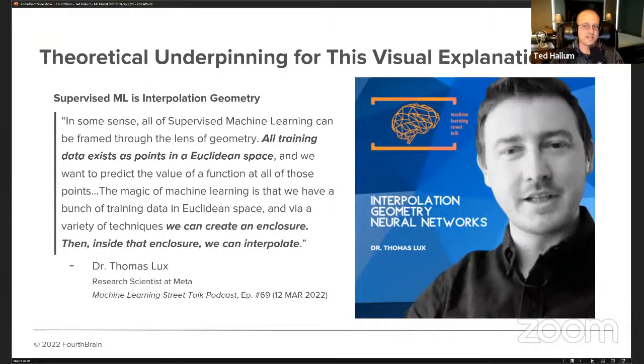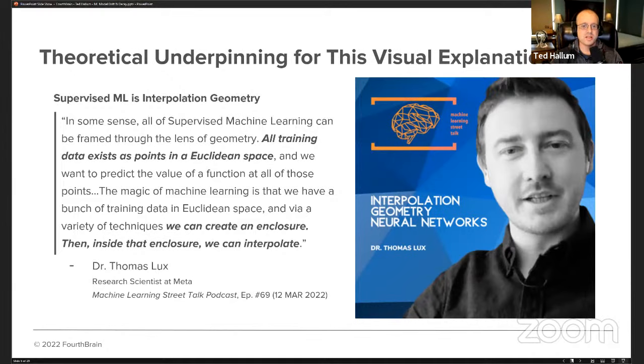Okay, so we're about to get into the visual part of this presentation that was promised. I promised a visual explanation of drift and model decay. And I think it's important that those of you who are attending understand that this isn't just a visual analogy.